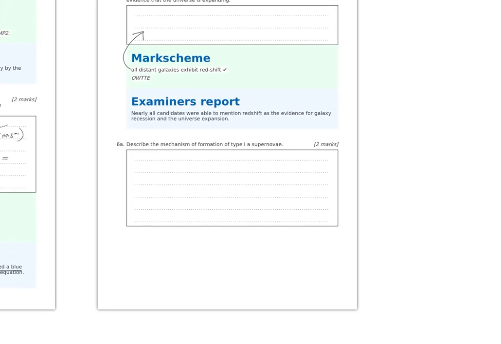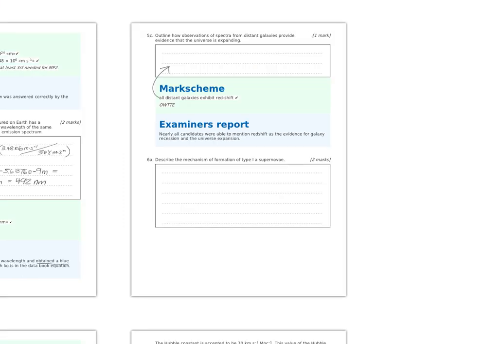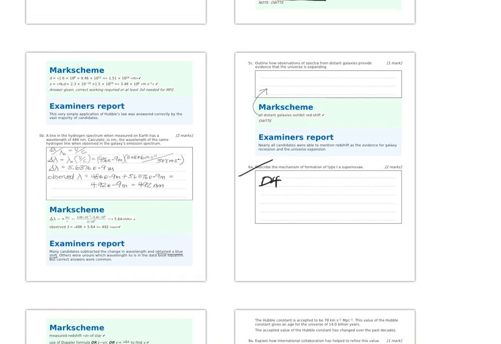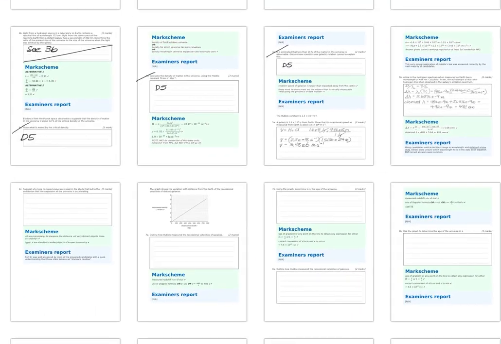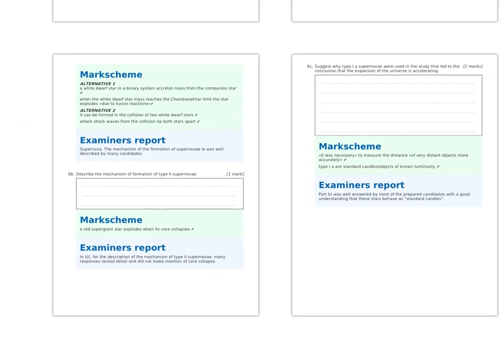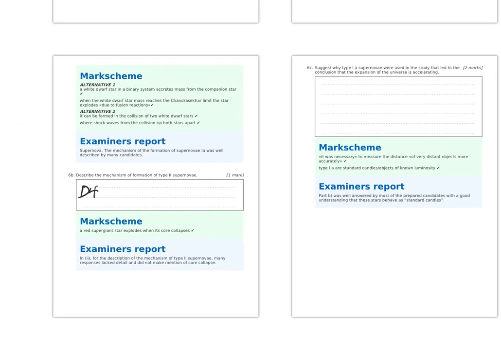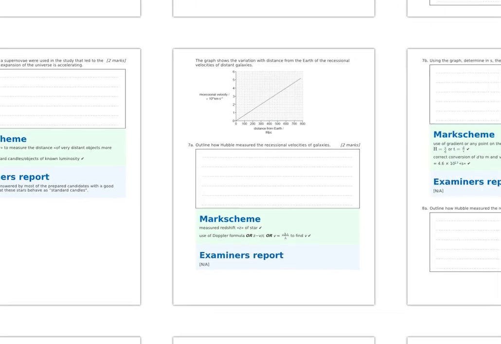Let's go to 6. Number 6 is a good question, but it is not D3, it is D4. So we will see that when we look at D4. We're looking at type 1A and type 2 supernovae, which are important, but it's topic D4, not D3. I want to focus on D3.